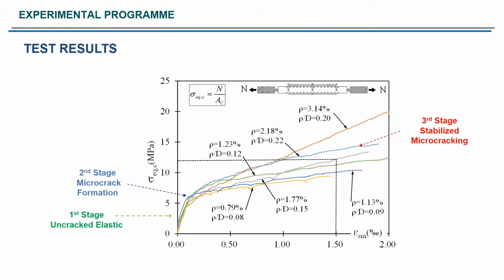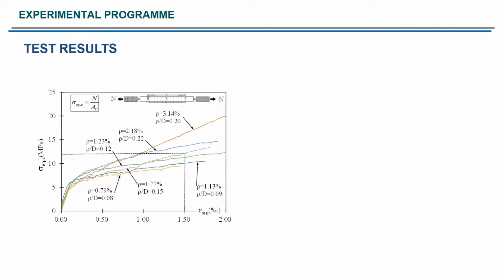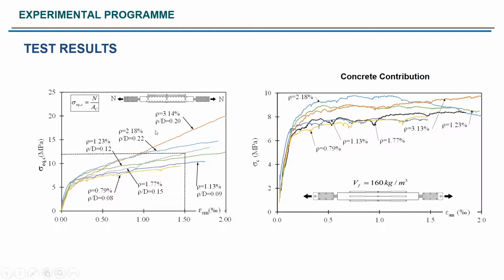Well, in the following slide, I will show the whole response of the ties. If we subtract the load carried by the reinforcement, we can obtain the concrete contribution of the UHPFRC. So experimentally, after the micro cracking, we obtain average tensile stresses in the concrete ranging from 7 to nearly 10 megapascals under the micro cracking stabilization stage.